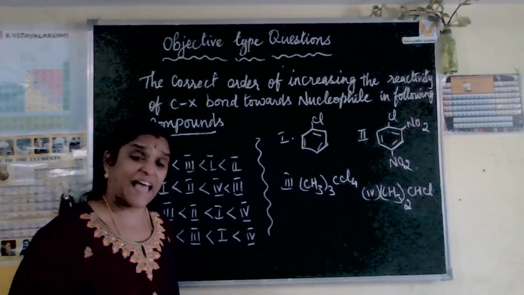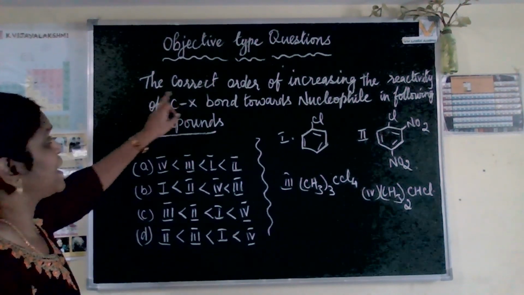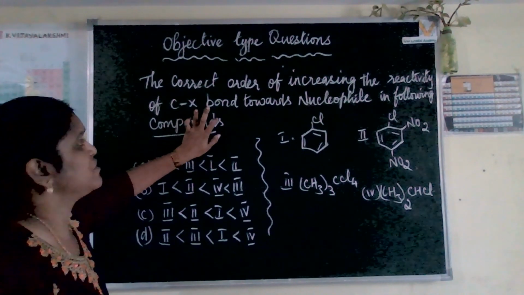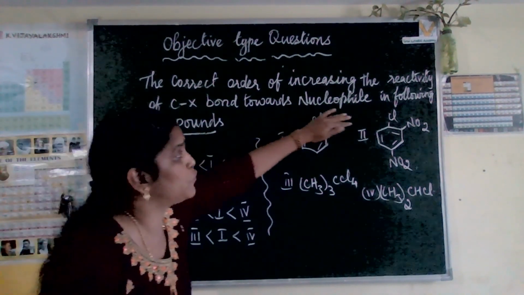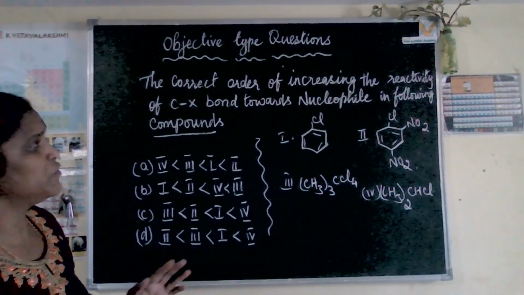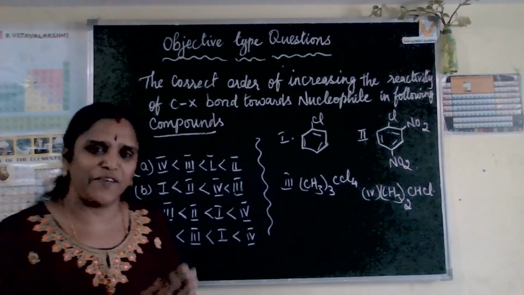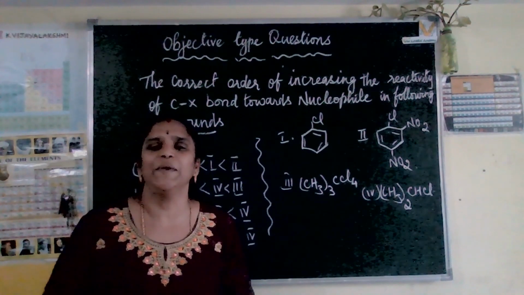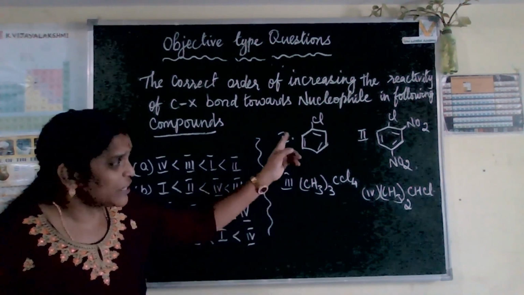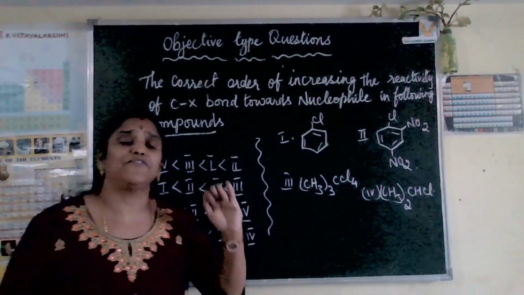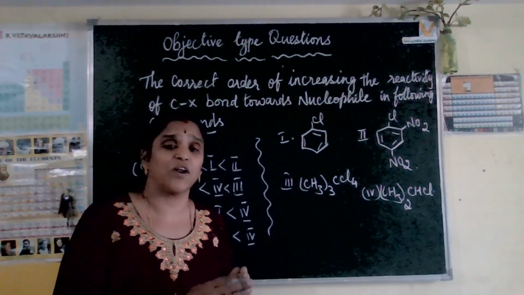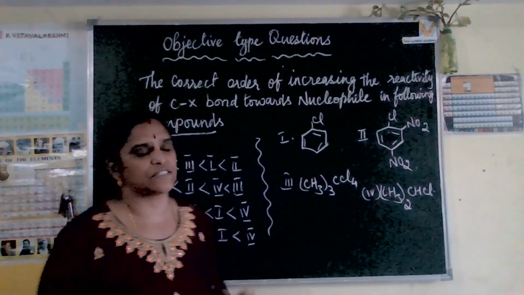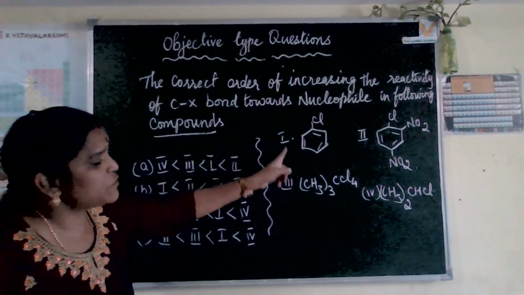The next question is actually a very interesting question. The correct order of increasing reactivity of the carbon-halogen bond towards a nucleophile among the following. So that means increasing order. You know very well the reactivity series of SN1 and SN2. You should be thorough. Now, among these compounds, you can identify very easily which will be more reactive and which will be less reactive among the reactivity series.